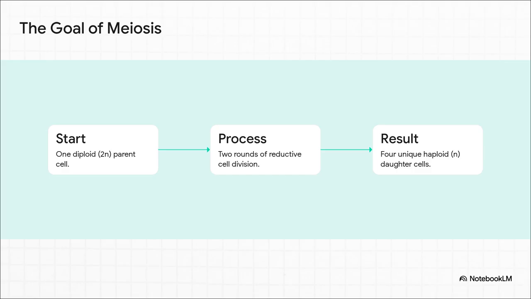Now, don't get bogged down trying to memorize every single phase of meiosis for your test. Seriously, just focus on the big picture you see here. The main takeaway is the final outcome. You start with one diploid cell, it goes through two divisions, and what do you end up with? 4 genetically unique haploid cells. From 1 to 4, from diploid to haploid. That's the whole point of the process.